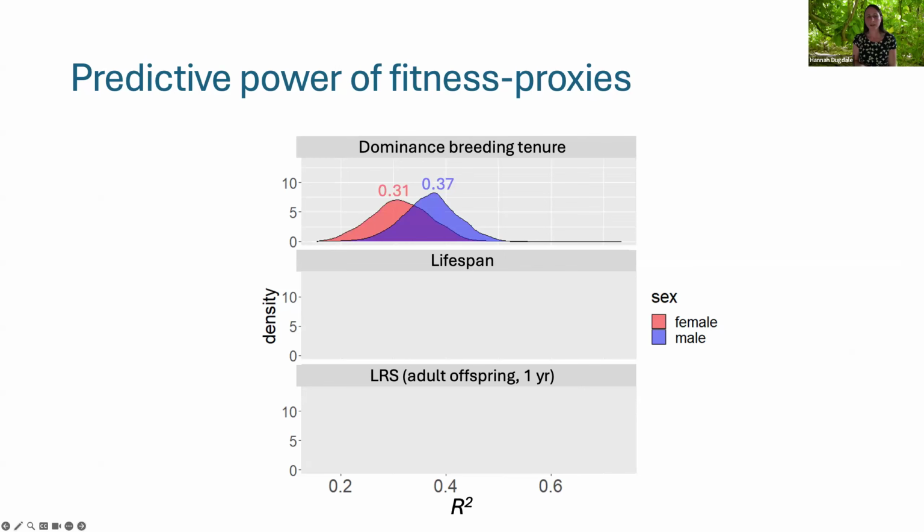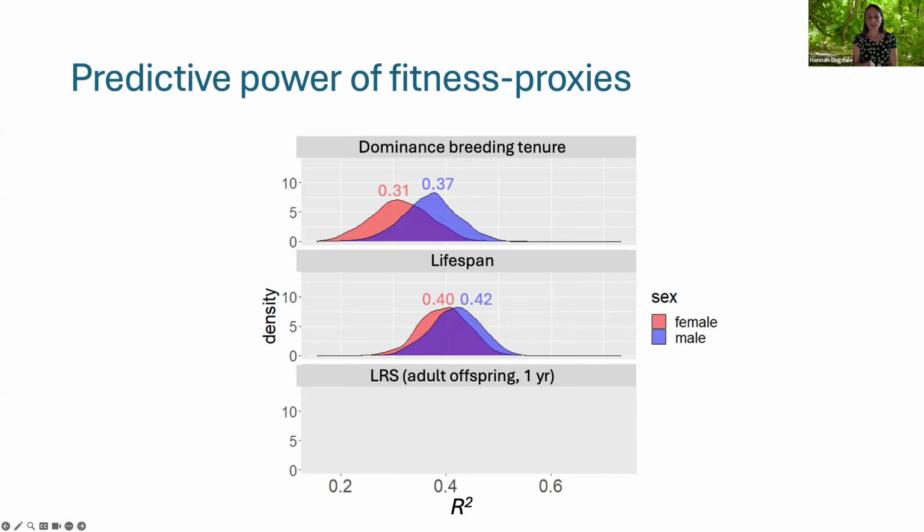And what you can see here is that for the individuals that gained a dominance, breeding tenure, looking at how long that tenure was, there was a 31% correlation with individual genetic contributions for females and slightly higher for males, but there was a lot of overlap there. And this is potentially linked to females co-breeding as subordinates.